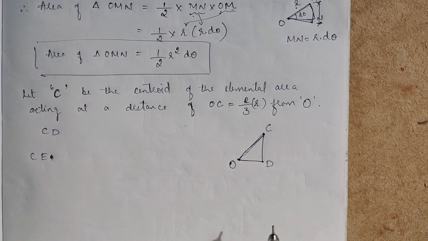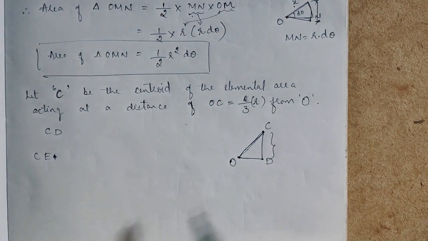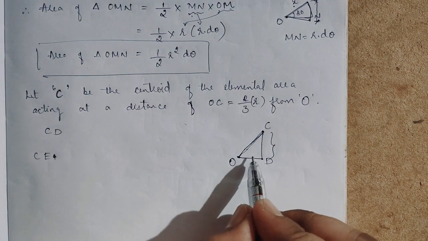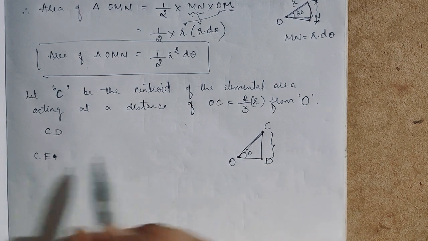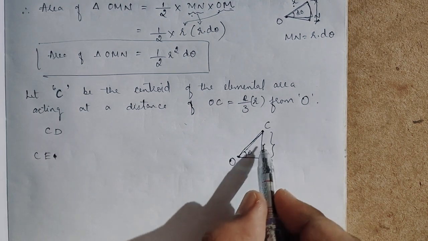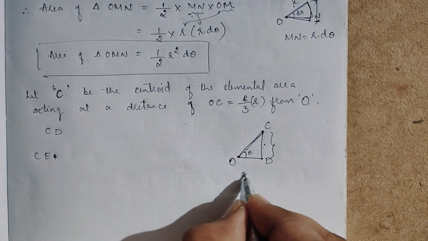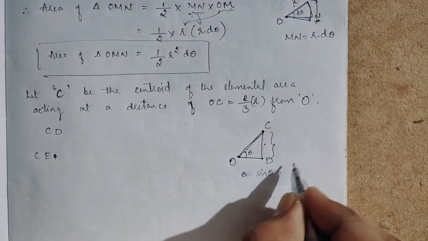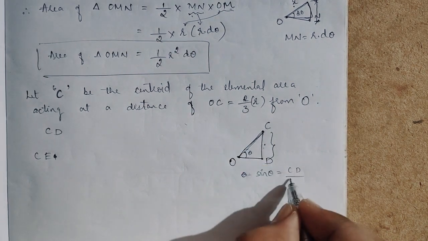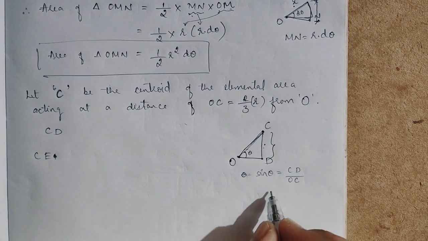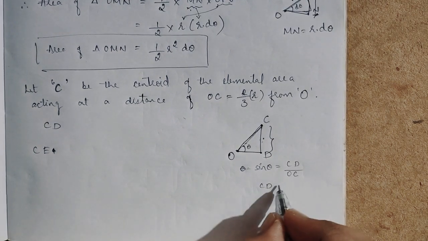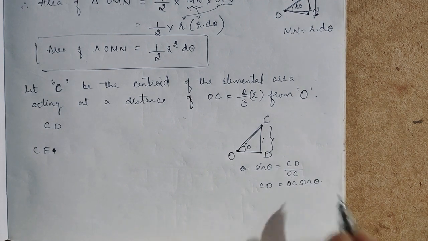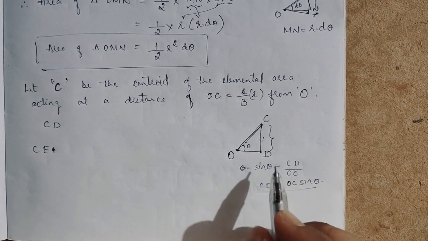Okay, fine, no problem. Now I want CD, this distance. I know this triangle, so how can I find it? CD is what? Opposite. So it is the opposite side to the angle theta. So sine theta is equal to CD, opposite, by hypotenuse, which is OC. I want CD, so CD is equal to OC sin theta. Can I write OC sin theta? Yes, we can write OC sin theta.